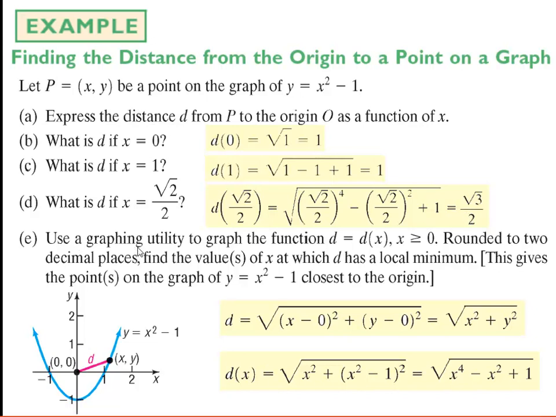Now, letter E says use a graphing utility, a graphing calculator. We could use Desmos, and let's find the value at which the point has a local minimum. So what is the minimum distance? We're trying to find the minimum distance. Just visually speaking, I'm going to guess right here. It looks like this is about the minimum distance, so maybe an x of about 0.5, 0.6. That might give us the minimum distance. But here's what we're going to do. We're going to plug this equation into the calculator, and we're going to find that minimum value.